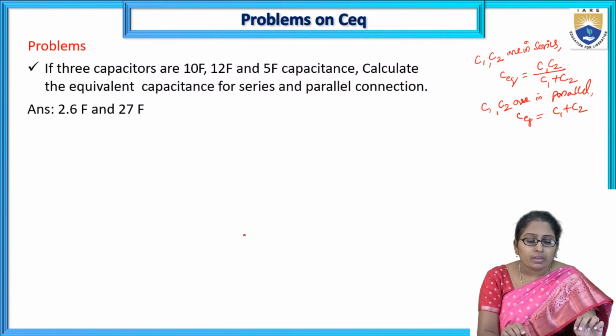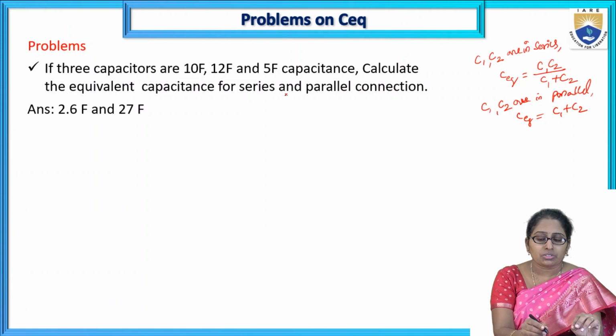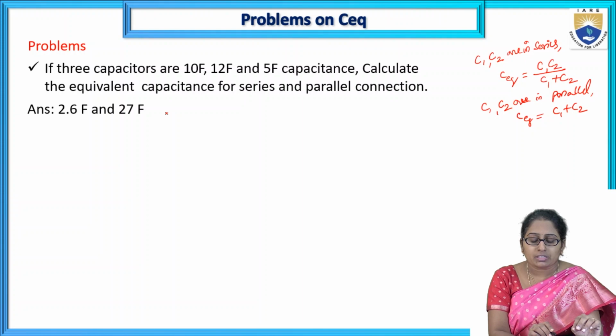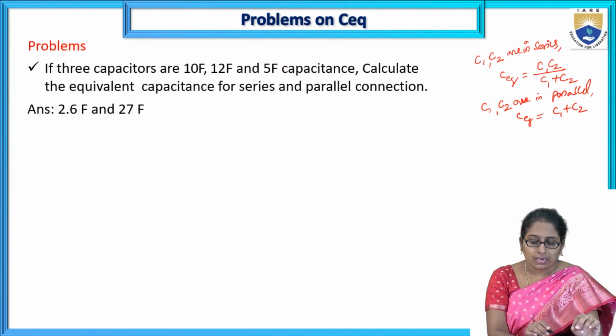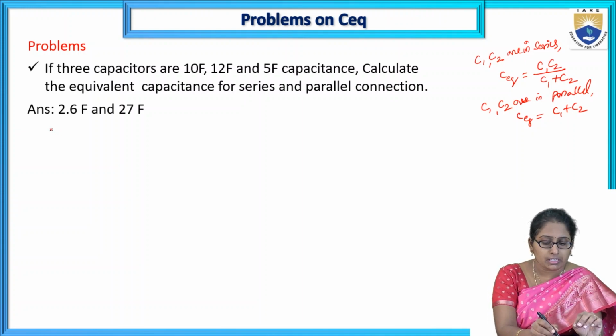Now we have the problem based on the equivalent capacitance. Look at the problem. If three capacitors are 10 farad, 12 farad and 5 farad capacitance, calculate the equivalent capacitance for series and parallel connection. They mention three values of capacitors, 10, 12, 5, and that they are in series and parallel connection. So first, the series connection.